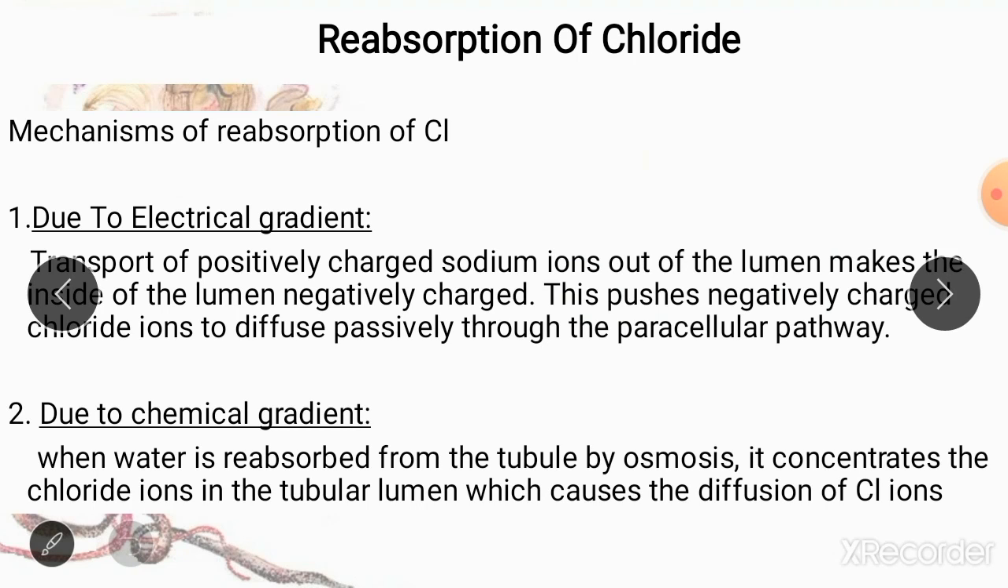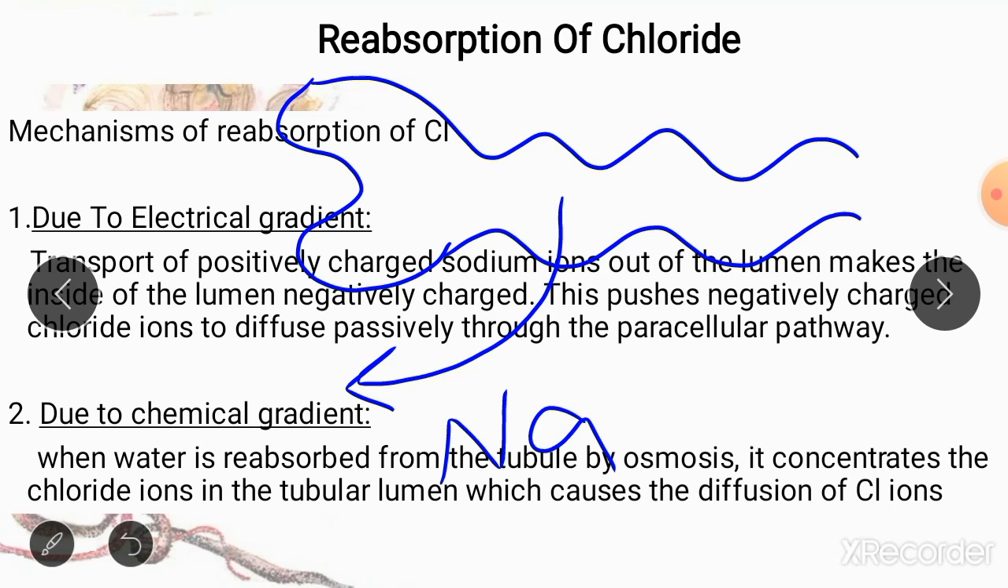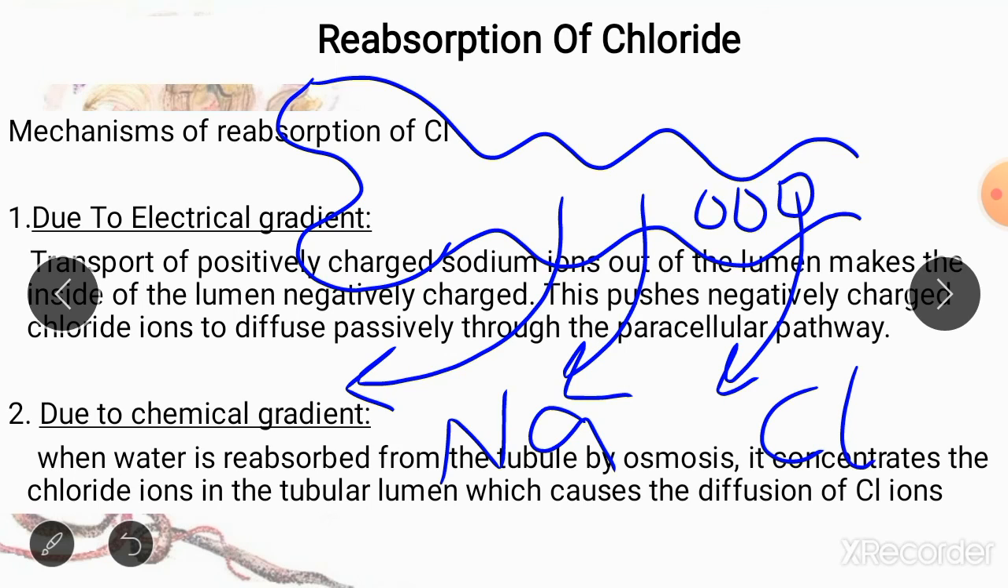Let me repeat that. Suppose this is our Bowman's capsule and we have our proximal convoluted tubule. So in the earlier parts of the proximal convoluted tubule, a lot of sodium is going to be reabsorbed, and as you know, wherever sodium goes, water also follows. Now when water leaves, the chloride which is left behind is going to become concentrated, and this chloride is going to move from higher concentration to lower concentration along its chemical gradient.